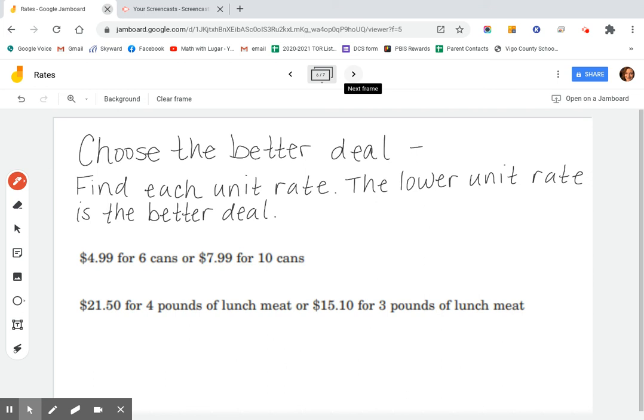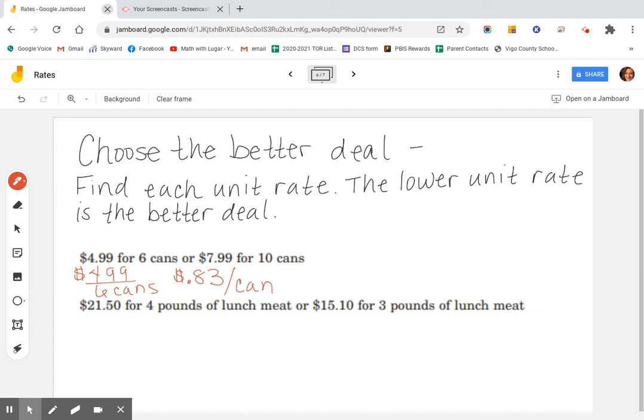So on this first one here, $4.99, remember money on top, for 6 cans. I'm going to do $4.99 divided by 6. And that gives me 0.8316 repeating. I need to make it look like money. For money, you get 2 decimal places. So that is 83 cents for every 1 can.